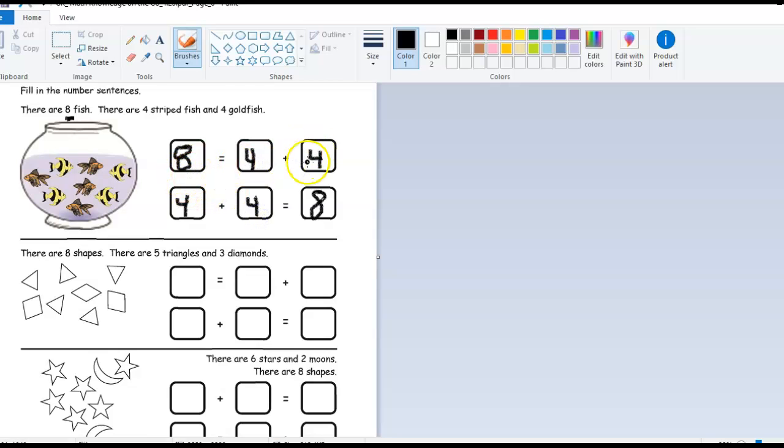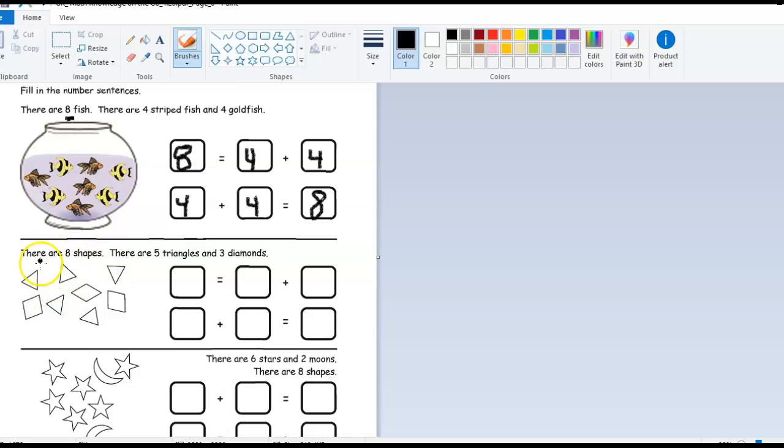Now let's read this number sentence. 8 equals 4 and 4. Or 8 equals 4 plus 4. And we'll read it again right here. 4 and 4 equals 8. Or you can say 4 plus 4 equals 8.